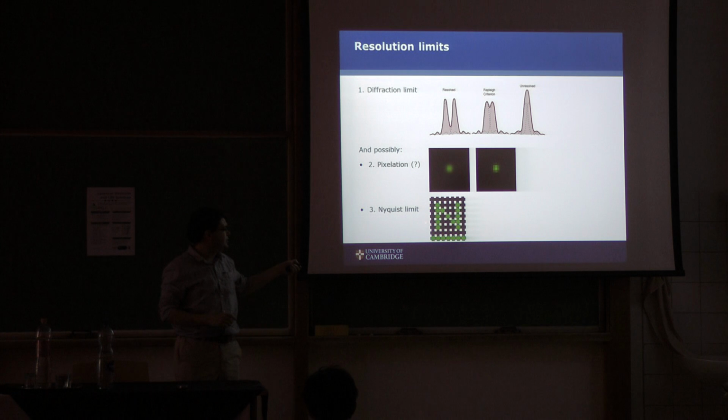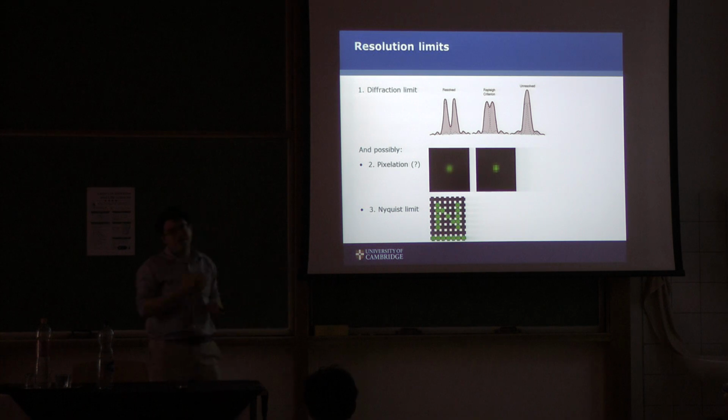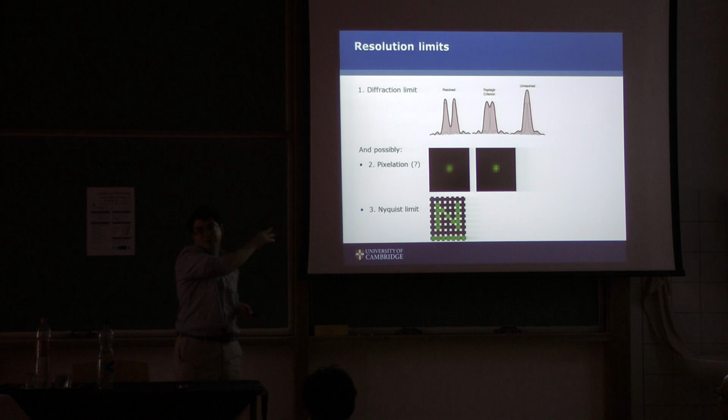And there's also the Nyquist limit. The Nyquist limit basically says you can't have more resolution than is actually present in the specimen. Again, that's a trivial problem because I know I'm looking at bacteria spores where I know I have lots of things separated by 10 nanometers.